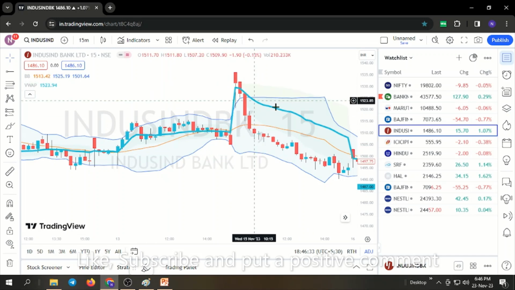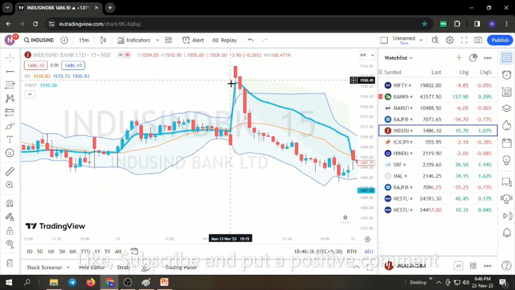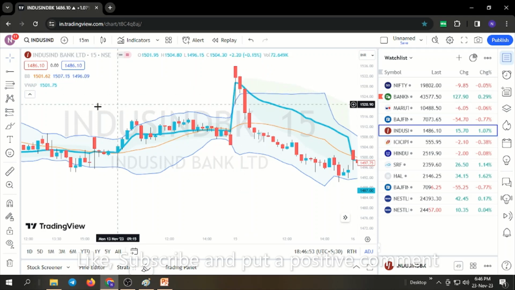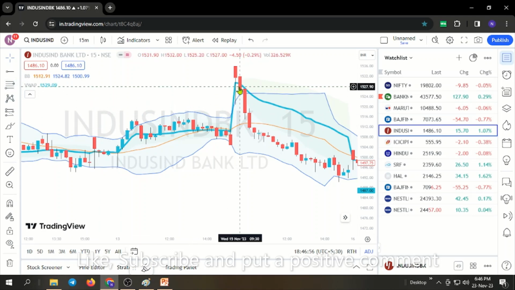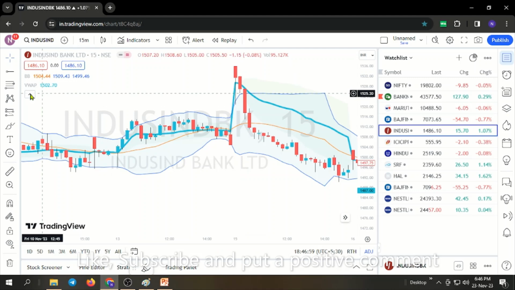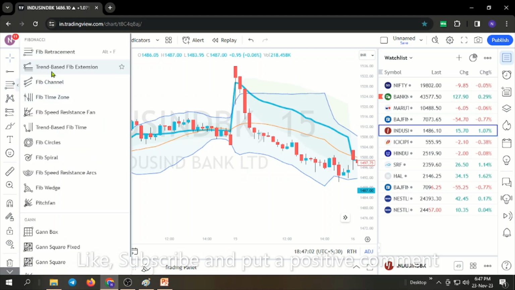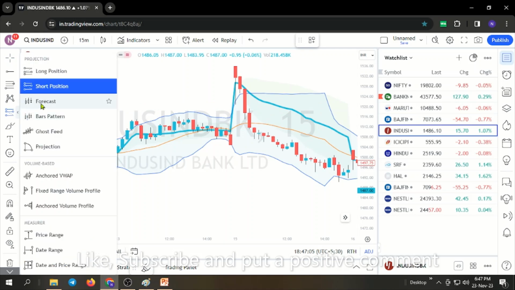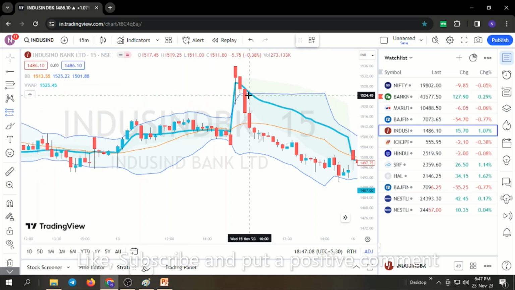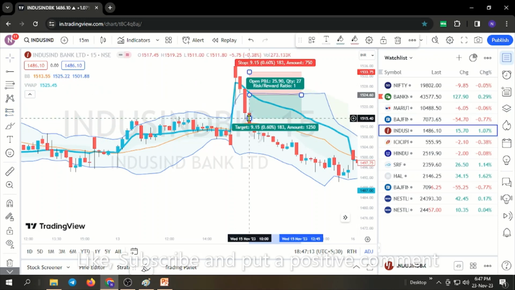Can you see this? This candle formed. The first candle touched the Bollinger Band, so we should not consider it. The second candle formed out of the Bollinger Band, and that candle itself is below the VWAP line. So we should not enter on this candle, but when a candle enters inside the Bollinger Band, that time you need to consider it. Short position: when this candle formed inside, this is your entry.